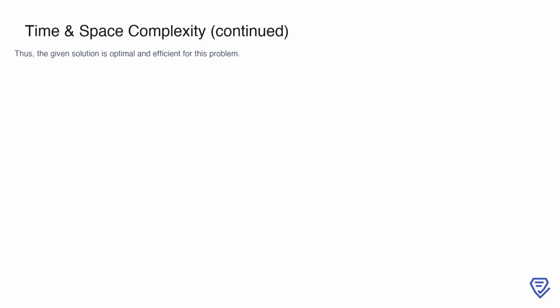Similarly, the space required for the output array is proportional to the size of the input, leading to linear space complexity, O(n). Dropping constants such as the factor of 2, we conclude that the asymptotic complexity remains O(n) for both time and space. Thus, the provided solution is optimal and efficient, making it the best approach to solve this problem.